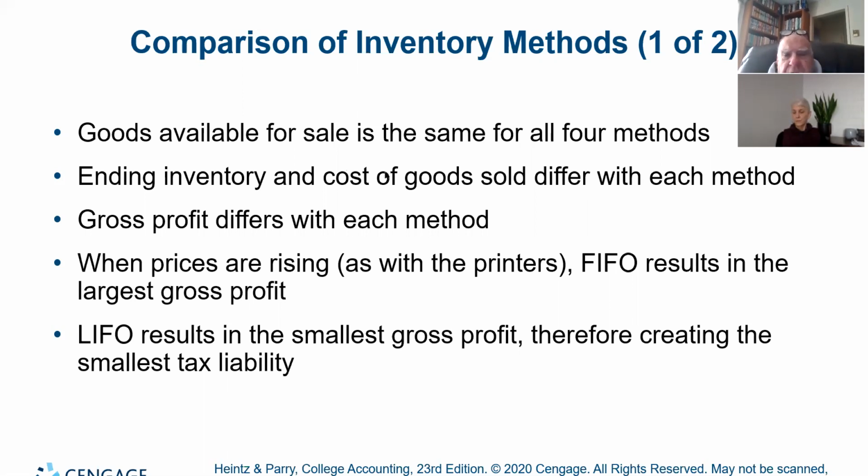The ending inventory and cost of goods sold totals will differ, of course, with each method. Gross profit will have differences. When prices are rising, and that's all we're going to talk about, rising prices, you're never going to get a problem from me on falling prices. When prices are rising, FIFO will give you the largest profit, gross profit or net profit. LIFO results in the smallest gross profit, therefore creating the smallest tax liability.